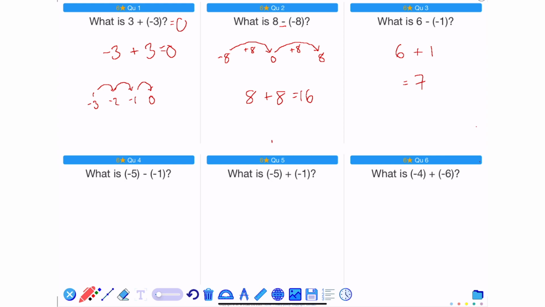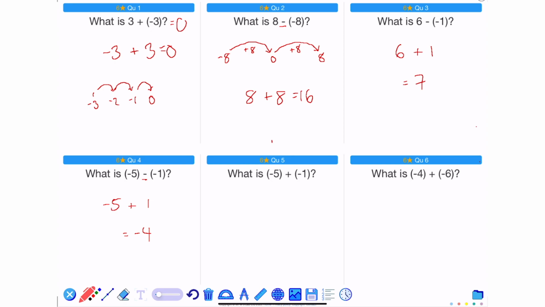It works even when I've got question 4. Negative 5 take away negative 1. Because I'm taking away a negative number, this question will be the same as negative 5 add 1. Negative 5 add 1 is negative 4.